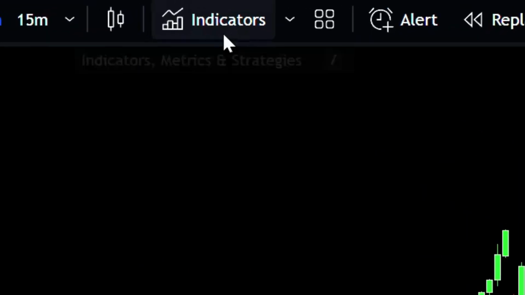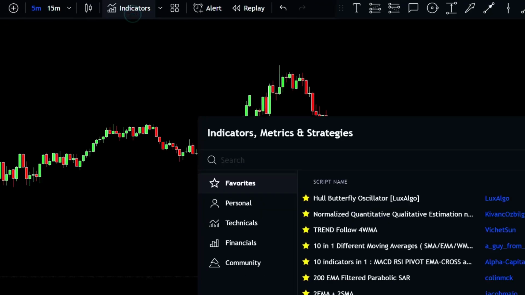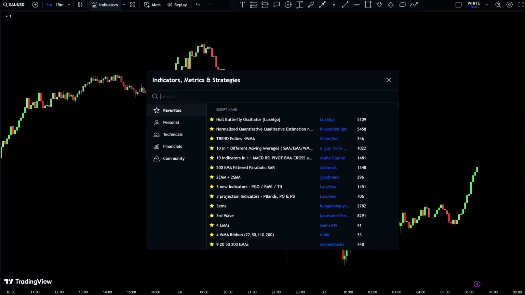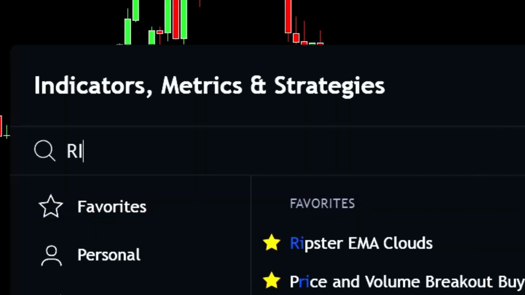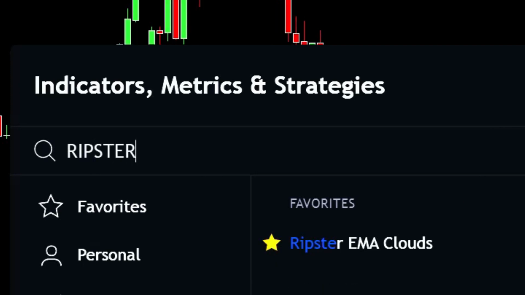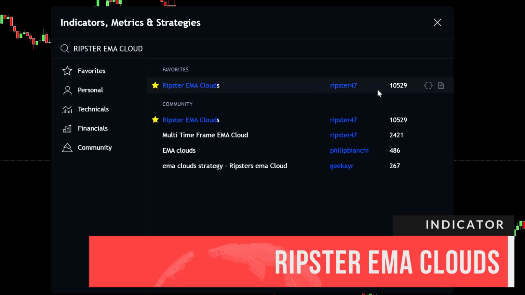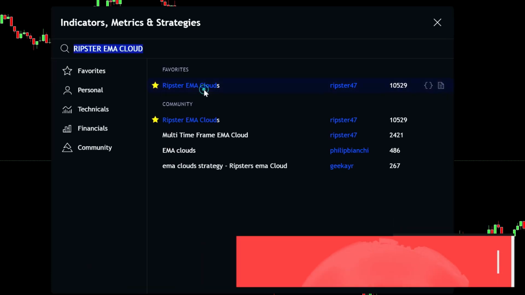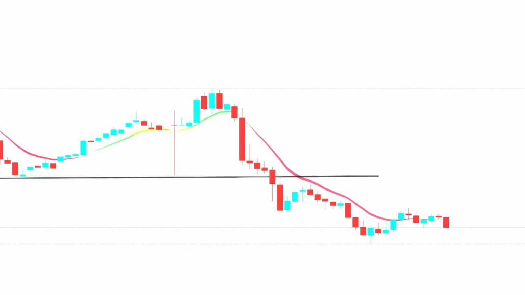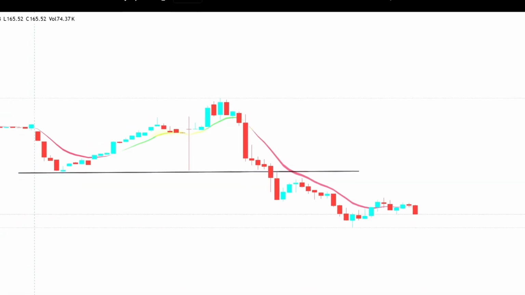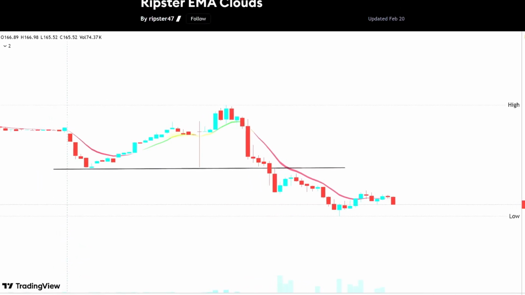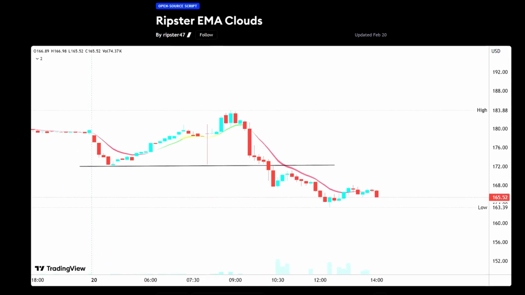Alright, now head back to the indicator section to add the second indicator. This time, in the search bar, let's type in Repster EMA Cloud and hit enter. This indicator typically uses multiple pairs of EMAs with different time periods. But right after we add it to the chart, let's go to the settings to make a few adjustments.